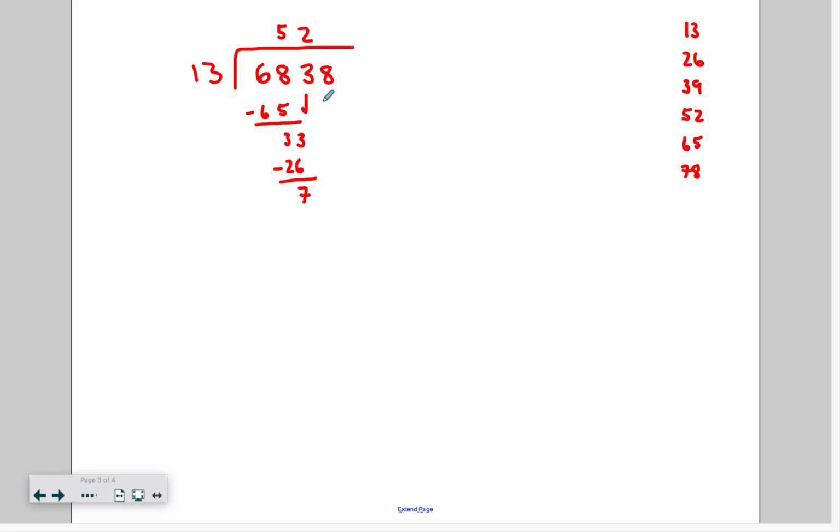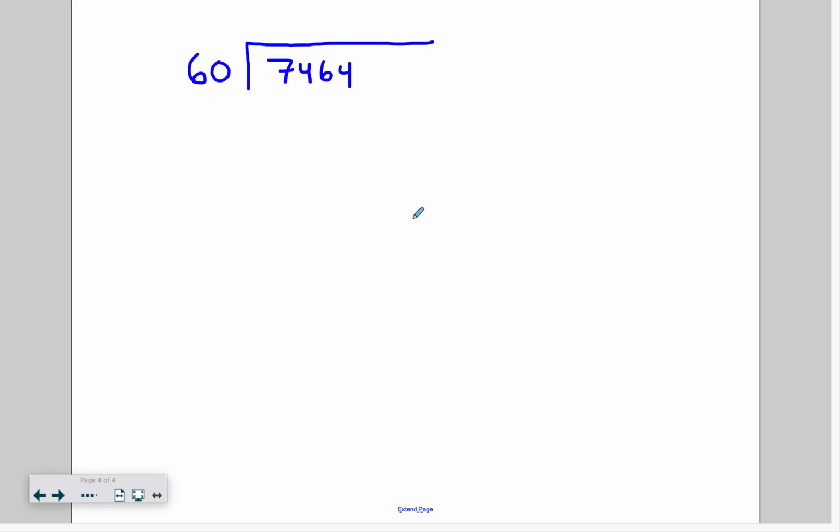26. 33 minus 26 gives us a 7. So we brought the 3 down there. Now we're bringing the 8 down for the next step. And we know that 78 is a multiple of 13. It is 13 times 6. So then we can finish out: 6 times 13 is 78. And we get a remainder of 0, which means that 6,838 is divisible by 13.